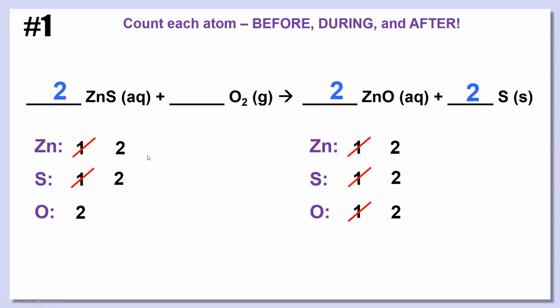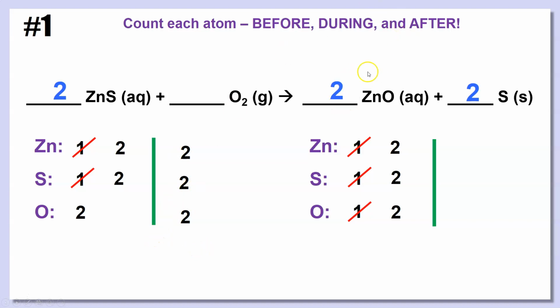Now, the part that nobody wants to do, the part that would catch a lot of mistakes and would save a lot of people from losing points on things like quizzes and tests: going back and recounting once you think you're finished. So I put a line next to the ones I was working on, and I'm going to put my new count on this side. So I'm going to start from scratch. Okay, I got 2 zincs. Now I got 2 sulfurs. I have 2 oxygens. Okay, that looks good.